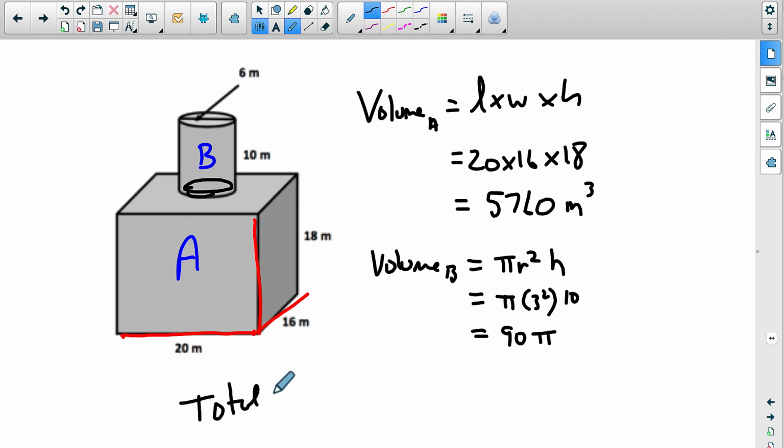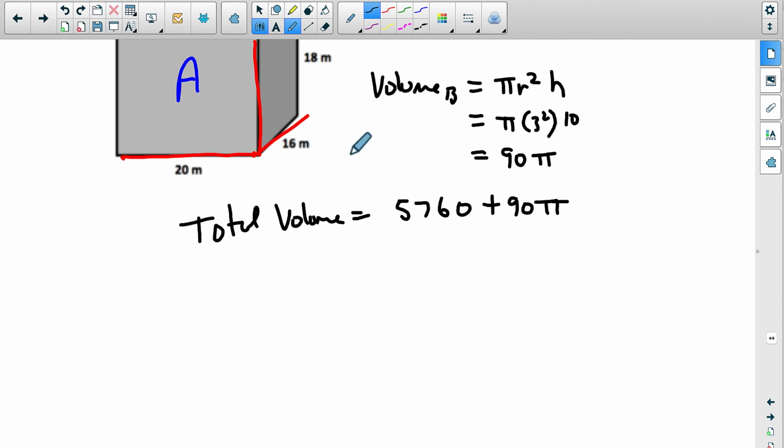So if you wanted to get the whole thing and you want it to be absolutely exact, the total volume is 5,760 plus 90 pi. Now that's more a grade 10, 11, 12 answer. What we usually do in grade 8 is we actually figure out approximately, I mean we can get very, very close, what 90 pi is equal to. But if you wanted an exact answer, this is the only way you could write it. How come? Because pi is a decimal that goes on and on and on forever.